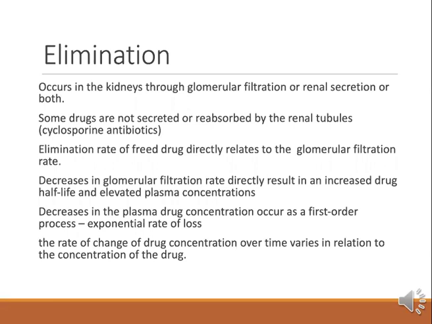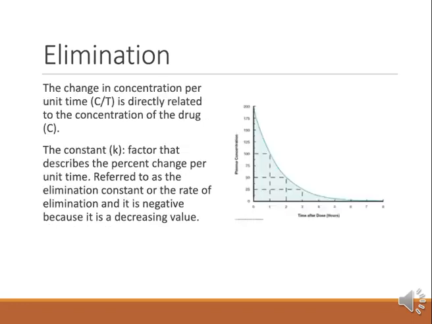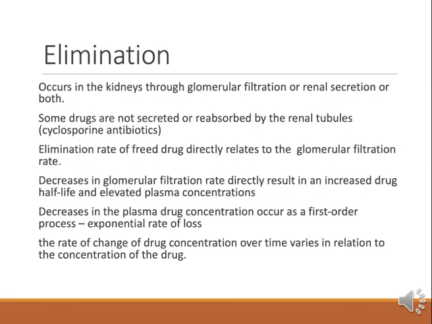Decreases in filtration rate of the glomerulus directly result in an increased drug half-life and elevated plasma concentrations of the drug. Decreases in the plasma drug concentration occur as a first order process, or exponential, which leads to the exponential rate of loss. The rate of change of a drug concentration over time varies in relation to the concentration of the drug.